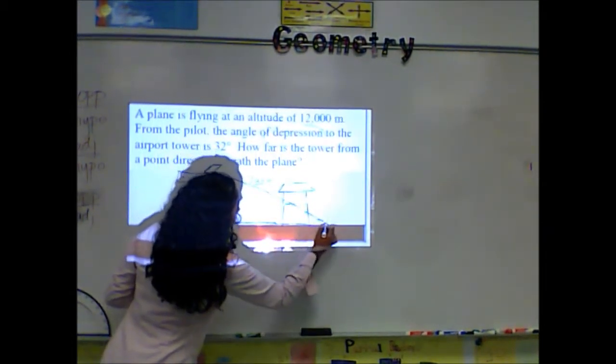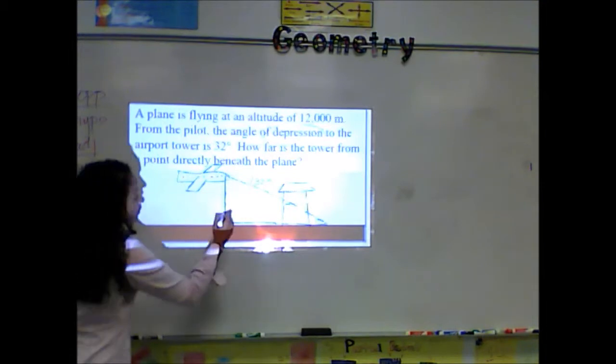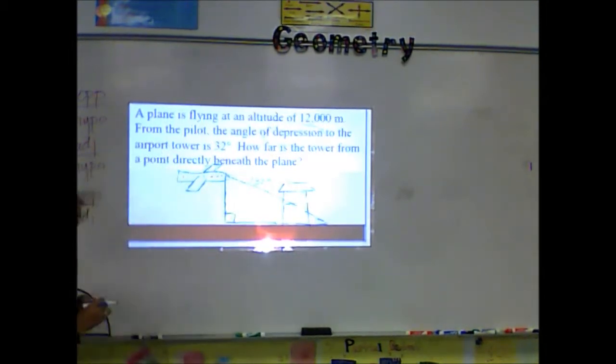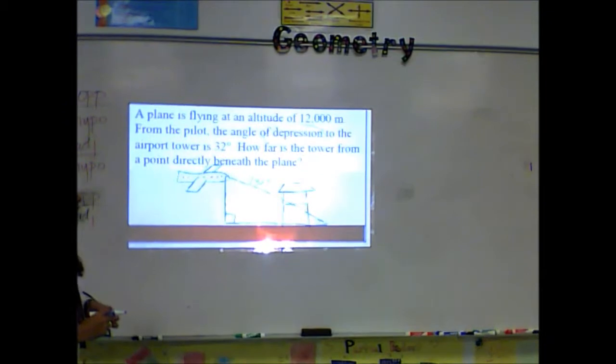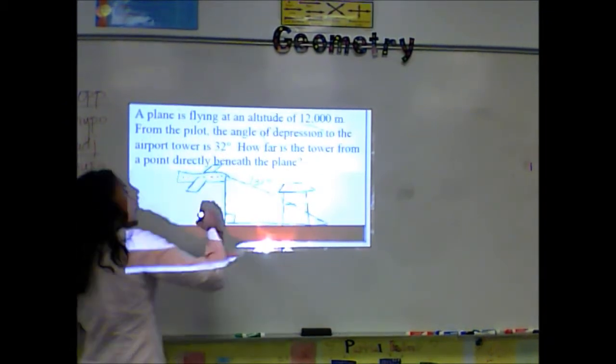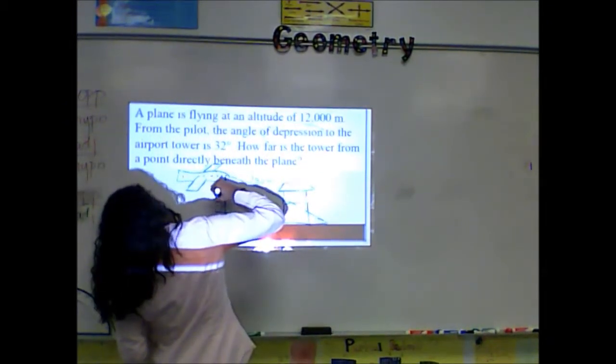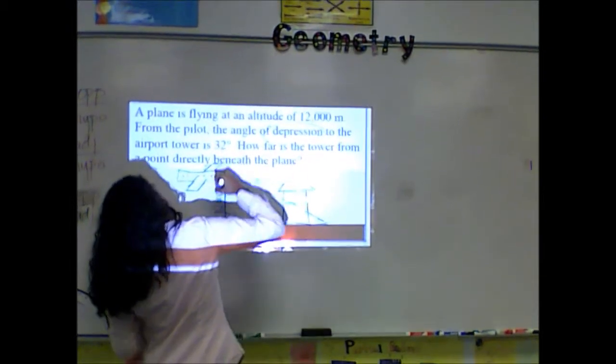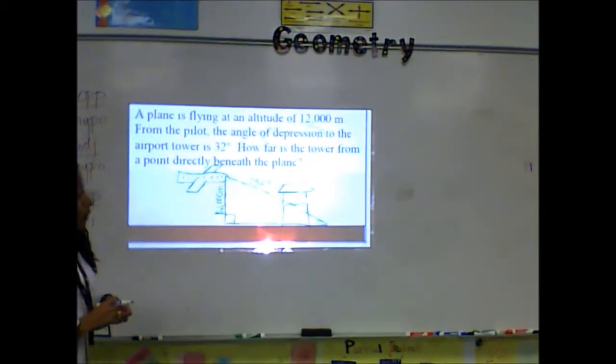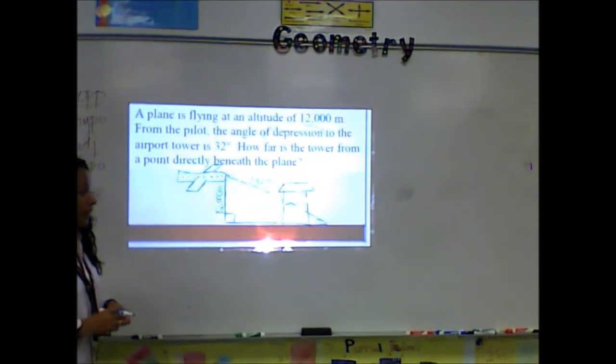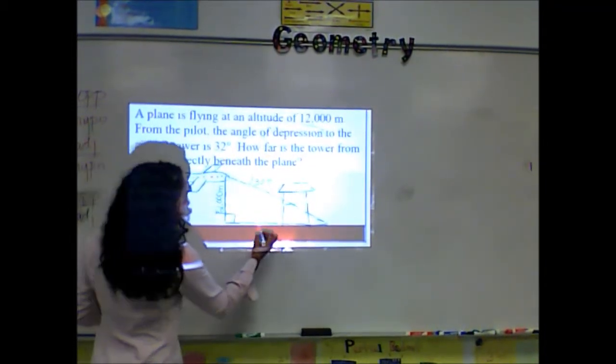Alright, so you can kind of extend it out like that. So we have the angle of depression. We know the plane is flying at an altitude of 12,000 meters, so 12,000 should go right here. What are we looking for in this triangle, the hypotenuse or the base? The base. Alright, so we're looking for that.